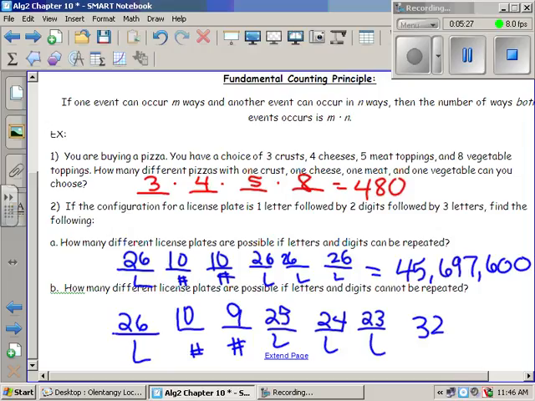32,292,000. Sorry, I had to do that. Okay?